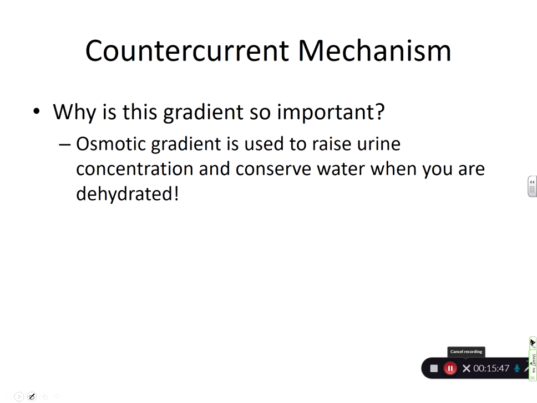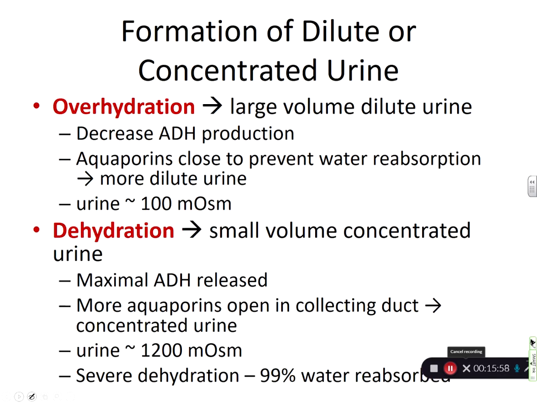So this gradient is super important because it actually helps to raise your urine concentration when you're dehydrated. So why do we have this gradient in the medulla, and why it's there is to help concentrate the urine down. So this is one that you already know. We've talked about when you're dehydrated, if you haven't had enough to drink, the amount of urine you produce is really small and it's really concentrated. Whereas when you're overhydrated, you produce a lot of urine and it's really dilute.